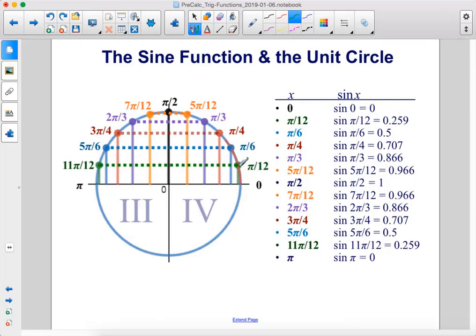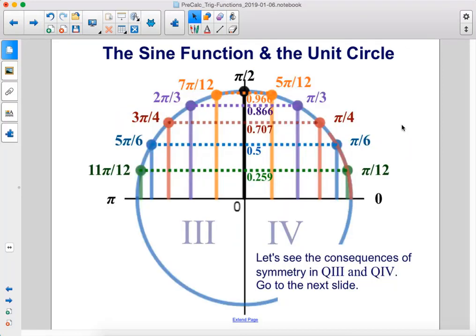Here are all of the values of these sines. So sine of pi over 12 is 0.259, which is the same value as sine of 11 pi over 12. So these are the same. And you can see that pi over 6 has a sine value of 0.5, and so does 5 pi over 6. So they have the same sine values. As you move up the circle, you will see that the sine values increase and then decrease like so.